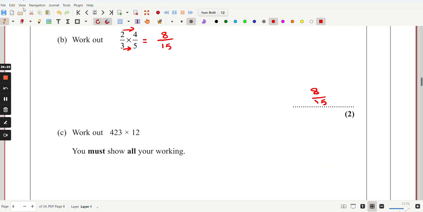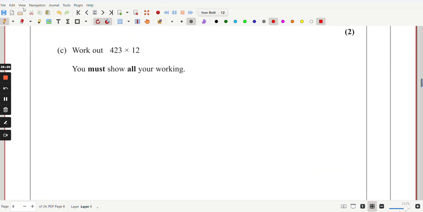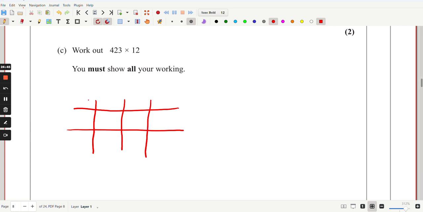Now work out 423 times 12. Here it's a non-calculator paper, so we'll use this table here. This table will help us to find the answer quickly. We will expand numbers. So here's the multiplication.